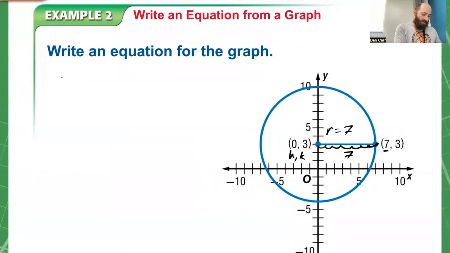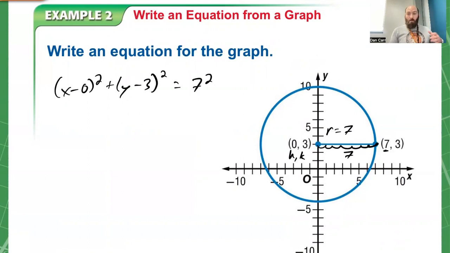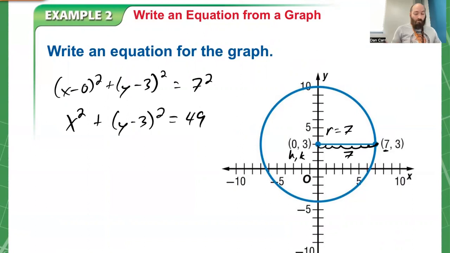Okay, so that means I can go (x minus 0) squared plus (y minus 3) squared equals 7 squared. Totally acceptable there as well. If I write x minus 0, I don't have to do it that way. I could just leave it as x squared, but I still want to leave it as (y minus 3) squared equals 7 squared or 49. Either one of those is the same idea.